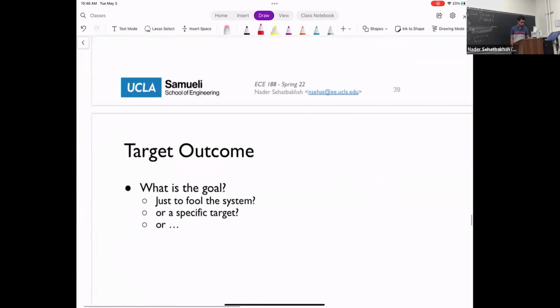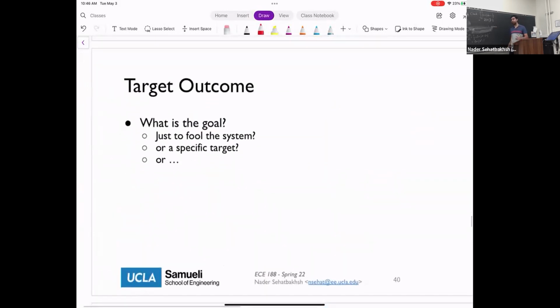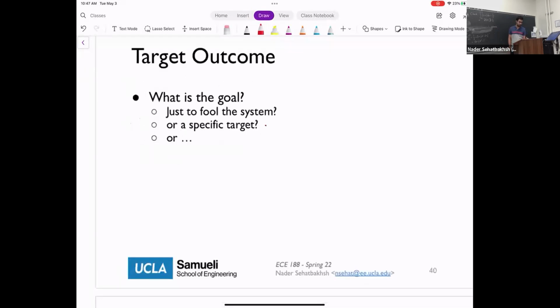Okay. Another thing to pay attention to is that in evasion you have basically two options, right? You either want to just fool the system and make the system make an incorrect decision. In that case, we usually call it an untargeted attack or a generic evasion attack. But sometimes you want to be even more sophisticated and have what's called a targeted evasion.